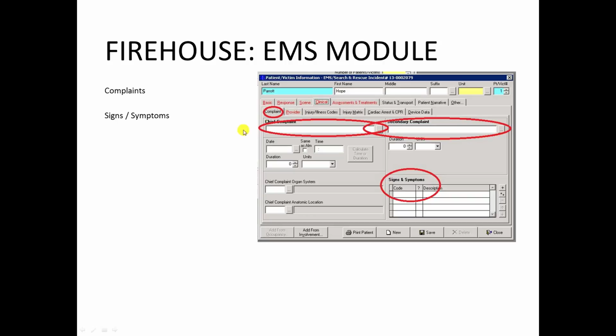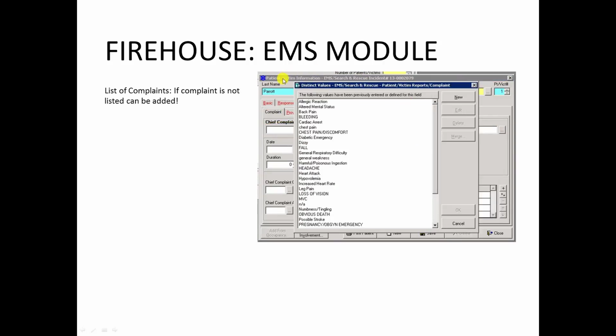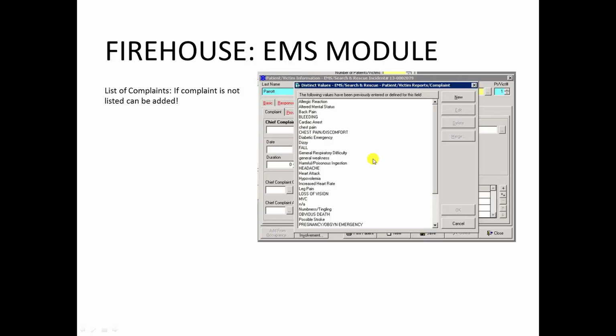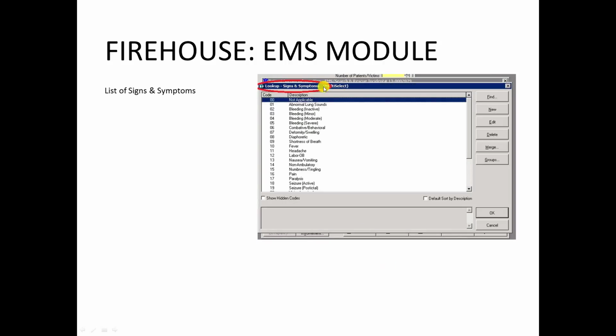We'll move down to the clinical tab. We're going to go to the complaint. So here we're going to put our complaint, our chief complaint, and our secondary complaint if there is one. We'll do our signs and symptoms here. Of course, we'll click on the plus button to do that. This box here will pull up for your complaints. If it's not listed and you need to add one, just contact me and I can get that put in there for you. There again, a list of your signs and symptoms. Just go down and pick what's appropriate for the call.